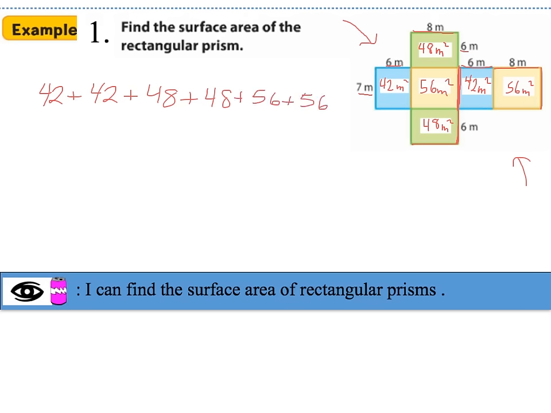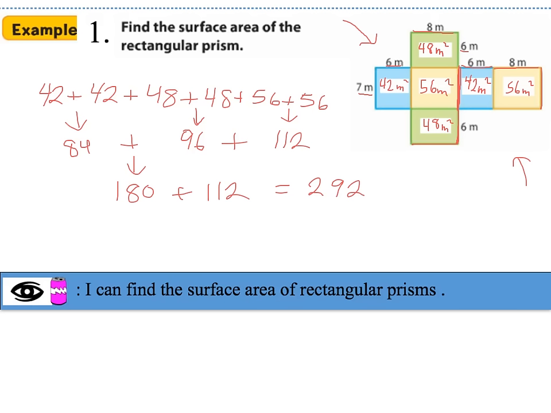So let's go ahead and add these up. 42 plus 42 would become 84. 48 plus 48 would become 96. And 56 plus 56 would become 112. Now let's go ahead and add these up now. 84 plus 96 would be 180. Now let's add that to 112. And our surface area would be 292 meters to the second power. So that's how much wrapping paper we would need to wrap this box. So that's one way of doing this problem.